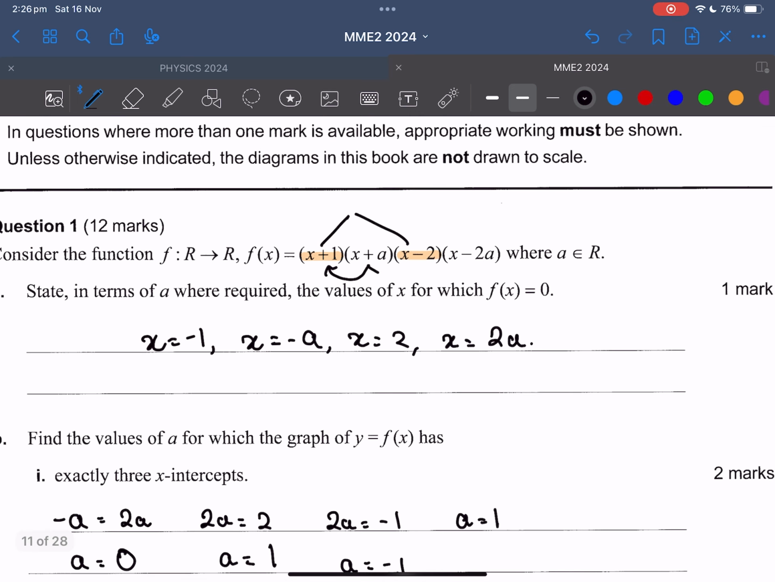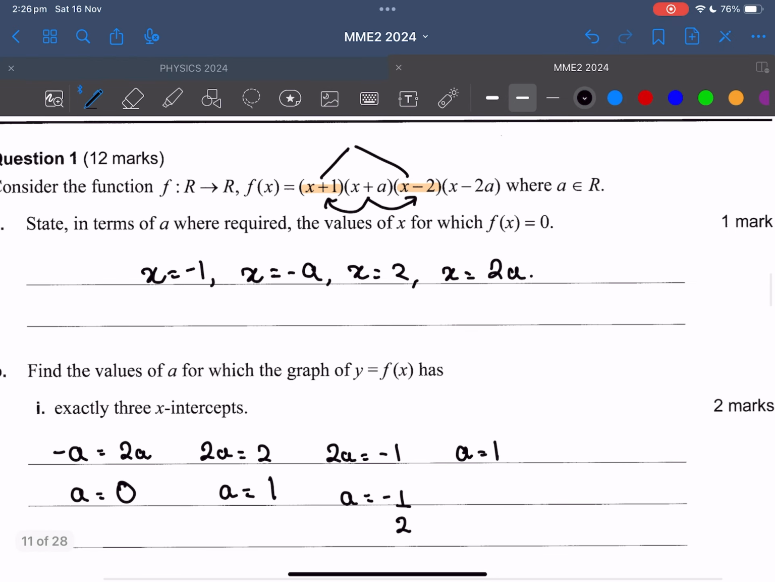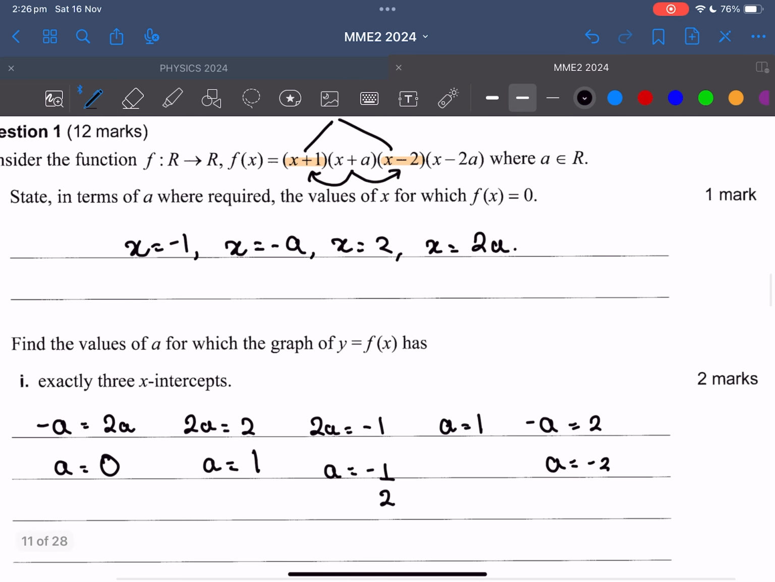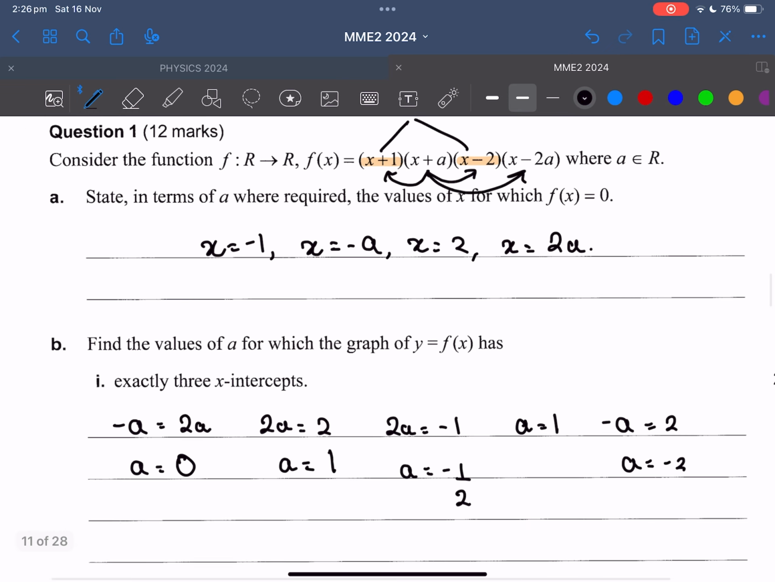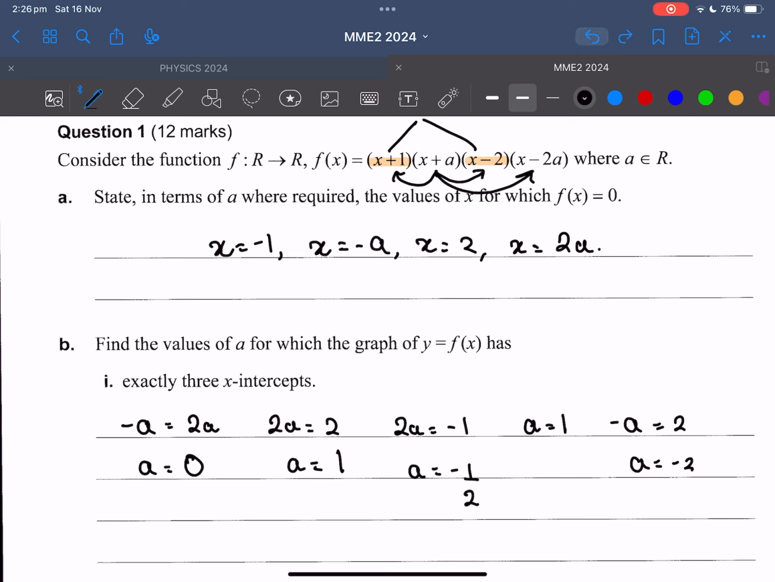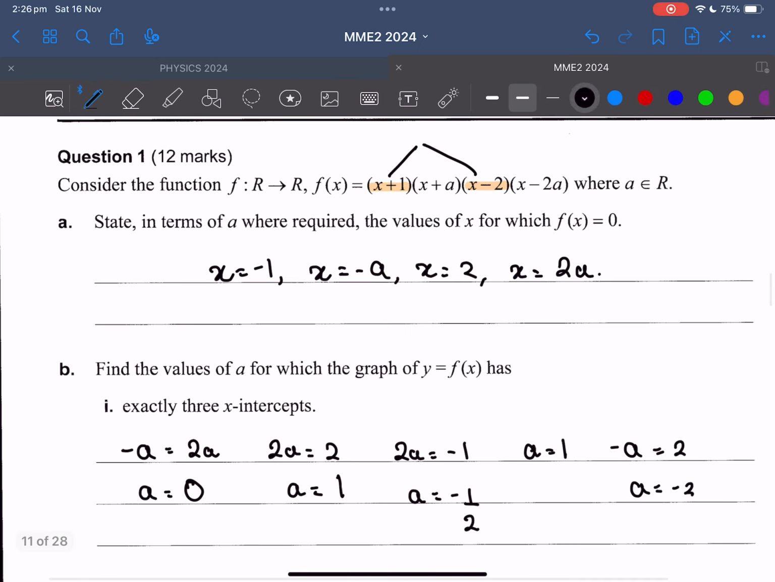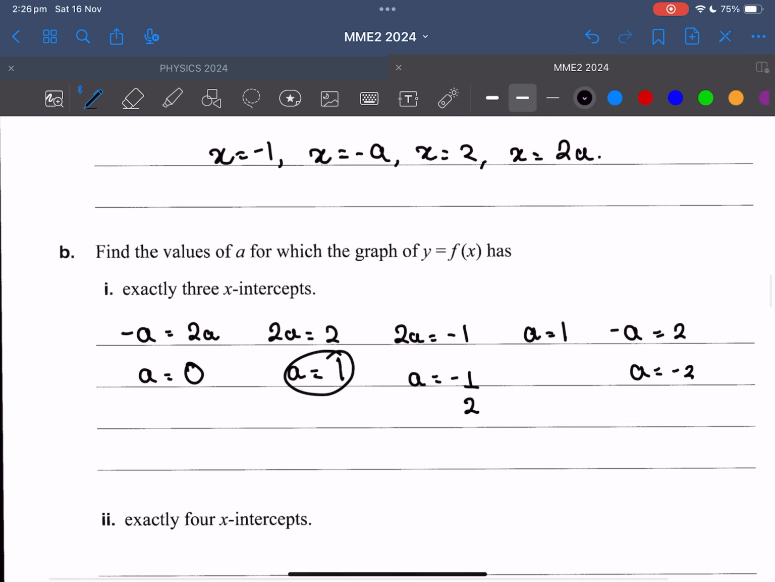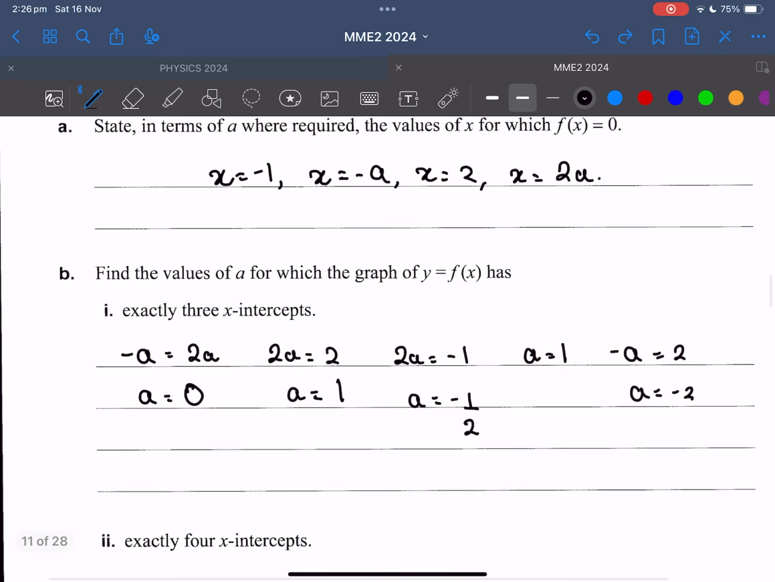Now let's see what happens when a is equal to 2. So negative a is equal to 2. So a is equal to -2. The third one, we already did it, which is right here. Okay, so we have covered all the cases possible to obtain 3 solutions. Now let's see if all of them are actually giving us 3 solutions or not, because a equals 1 is common between both. So there might be some discrepancy.